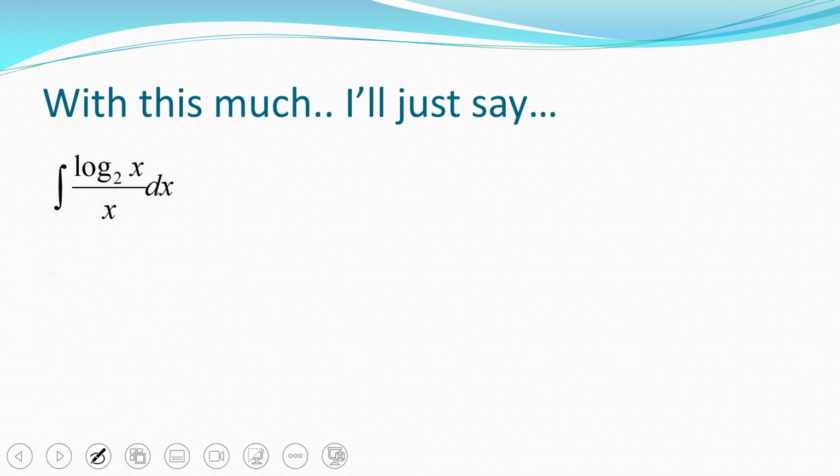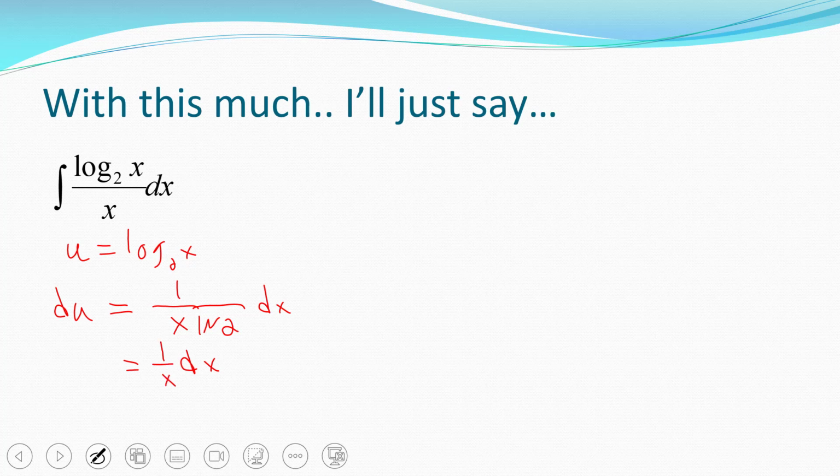Here, I'll just let u equal the log base 2 of x. Then the differential of u is equal to 1 over x, the x goes in the denominator and its derivative 1 goes in the numerator, and you further divide by the natural log of the base, dx. So that means that 1 over x dx is really the natural log of 2 times du. I'll put that in parentheses to make it very clear what the natural log is applied to.